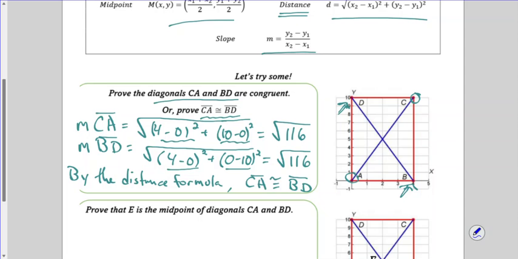This is what a coordinate proof looks like. You state your work, you demonstrate your work, and then you say, well, I just showed it. By the distance formula, these have to be the same.